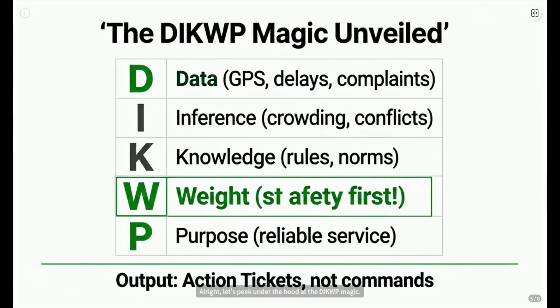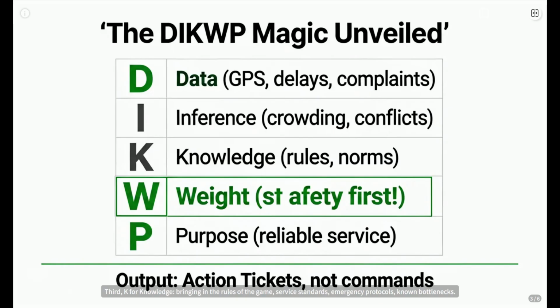Alright, let's peek under the hood at the DIKWP magic. Think of it as a 5-step filter for reality. First, D for data, raw inputs like GPS points, delay times, and raw complaint text. Second, I for inference, connecting the dots, figuring out if a line is actually crowded based on multiple signals, or if a delay is due to traffic or a scheduling hiccup.